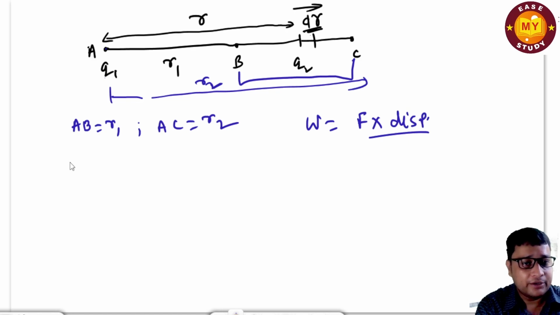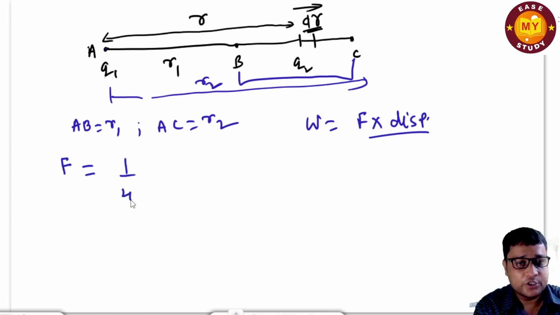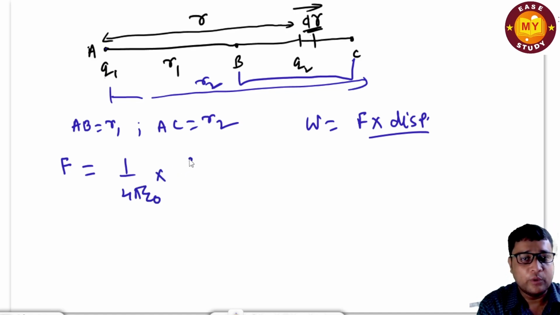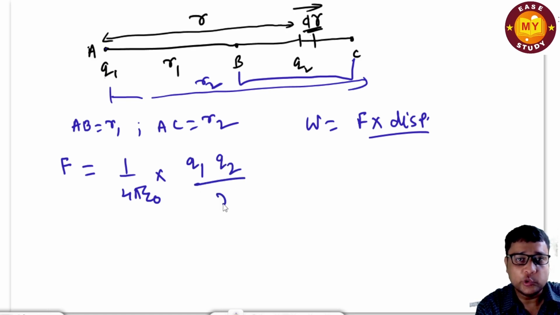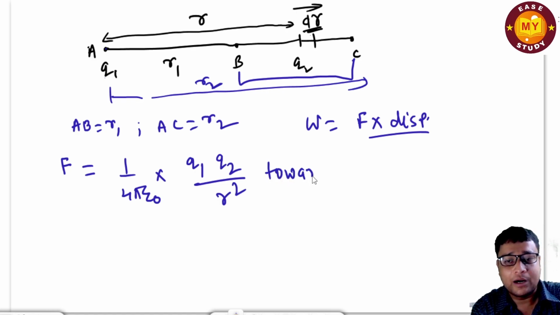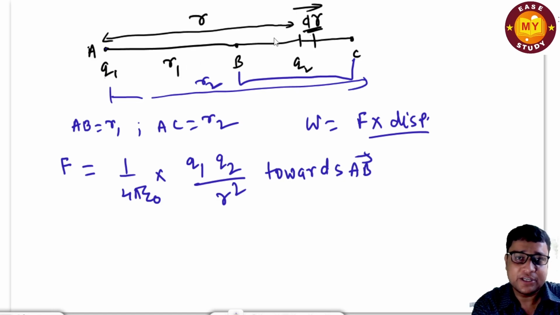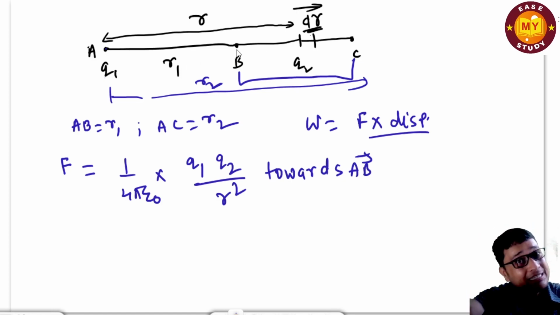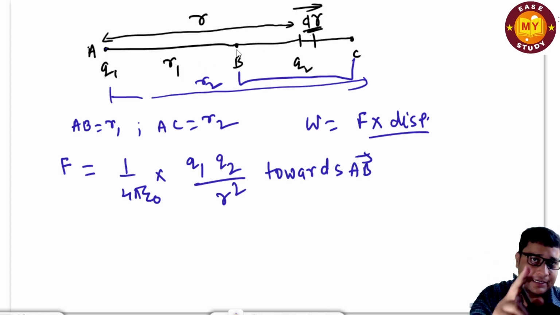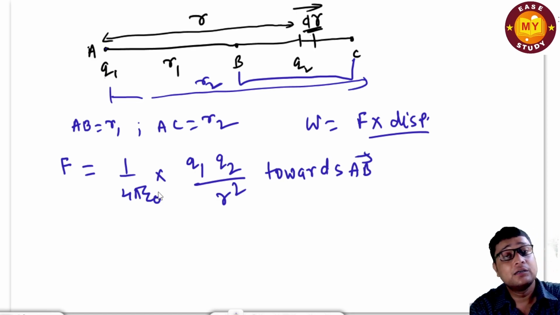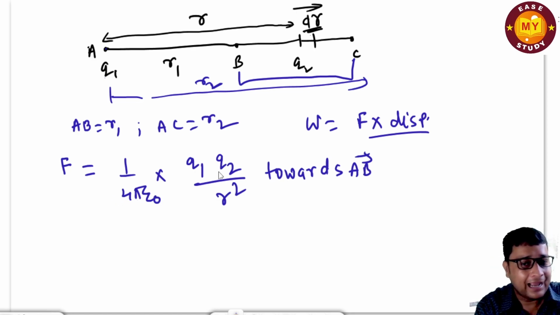So here we'll write. First we have to find the force. That force is 1 by 4 pi epsilon naught into Q1, the first charge, which is fixed, into Q2, and the distance is R square. But it is acting away from A towards B. Why? Because both charges have the same nature, they will repel. I told you in the previous lecture in Coulomb's law itself that it acts away. And this force is from Coulomb's law.